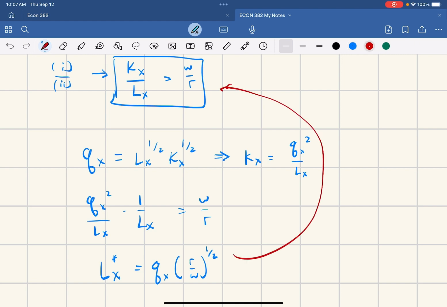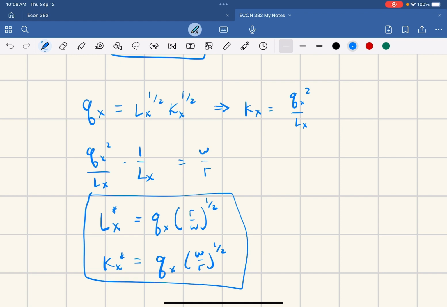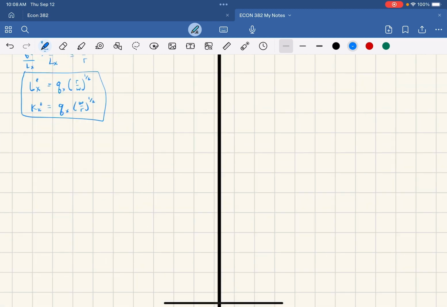Now I can plug this back into this equation here and now solve for the optimal capital. And doing that, I will get the capital for X is equal to something similar, the quantity of X, but now it's the ratio of wage to rent to the 1/2 power. And so now I have solved, put a box around this, an equation for the optimal amount of labor and capital that the firm demands to maximize profits as a function of how much they want to produce and the ratio of wages and rent. So that's what we have there.